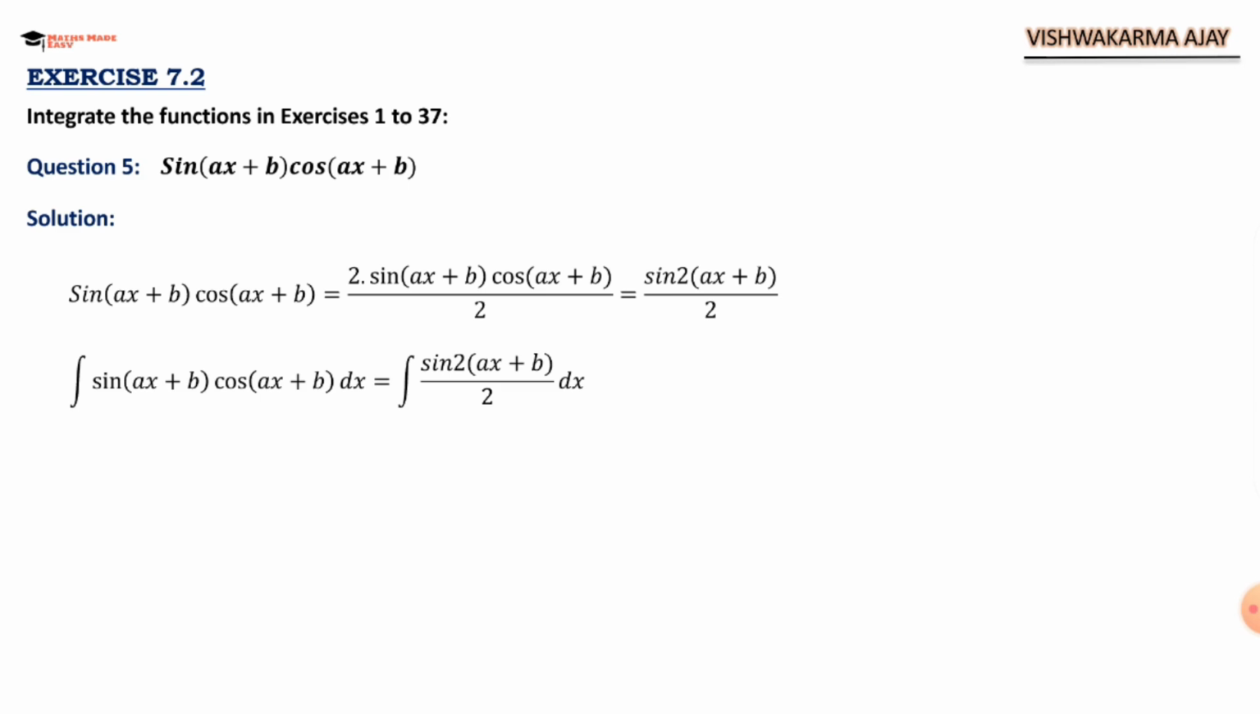Sin of 2 times of ax plus b, because 2 times of sin a cos a can be written as sin 2a. Taking this 1 upon 2 out of the integral, we have to integrate sin 2 ax plus b.